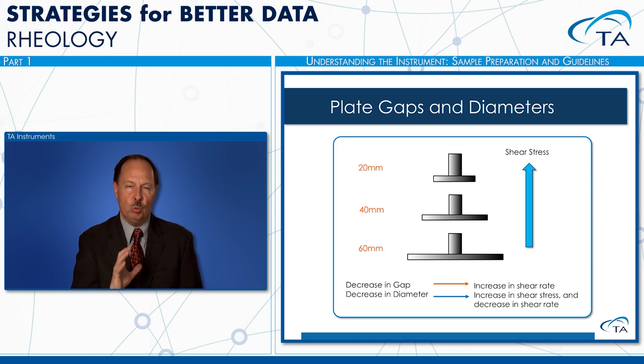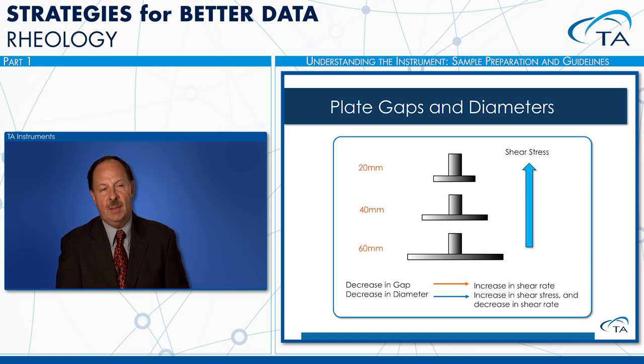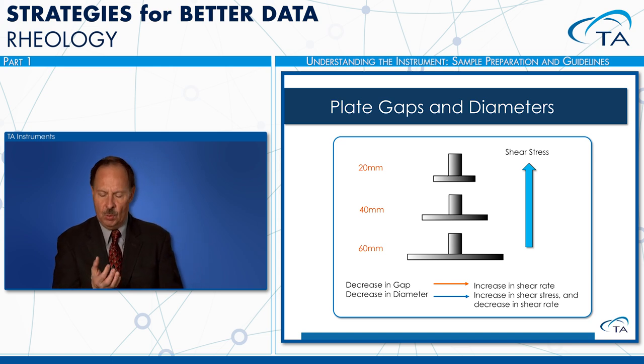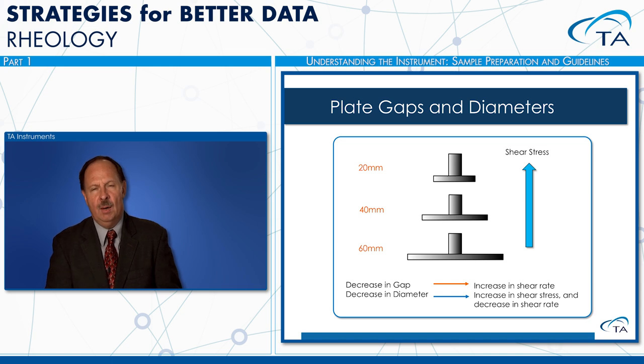Similarly, the stronger your material is, the lower in diameter you'll go. Again, 40 millimeter seems to characterize so many things that our customers want to work with. As you go to lower or higher viscosity materials, you'll go to the lower diameter. For some asphalt samples, people go to 8 millimeter diameter. For some of these pressure sensitive adhesives, they go to 8 millimeter diameters as well. So this gives you a little bit more flexibility than the cone and plate.